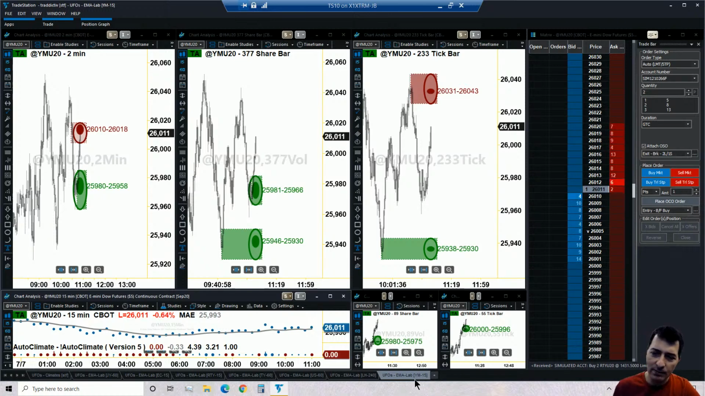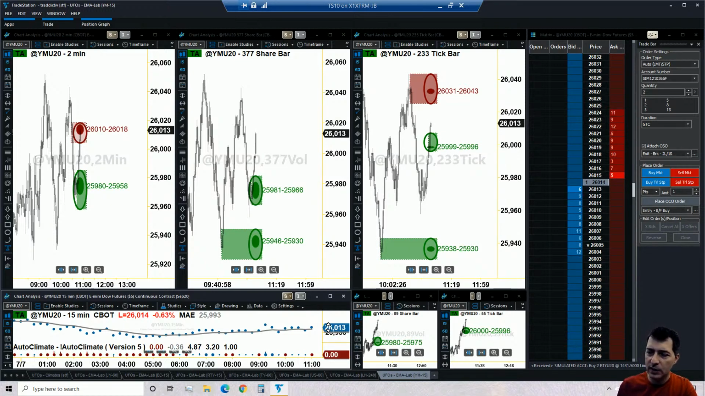So what do we have here? Well, actually here we're not going to have a trade, okay, because the climate is down, but price happens to be above the UFO. Okay, so price happens to be above the UFO, and therefore we need to wait for price to go below.